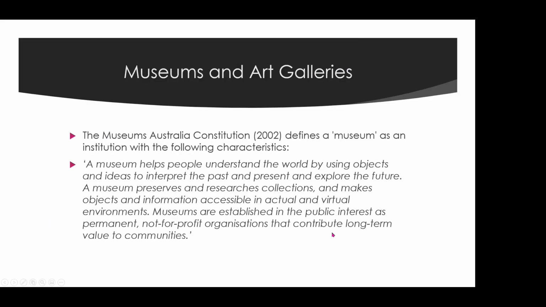So now we started with libraries, and then we talked about archives, and now we're talking about museums and art galleries. The Museums Australia Constitution defines a museum as an institution with the following characteristics. A museum helps people understand the world by using objects and ideas to interpret the past and present and explore the future. A museum preserves and researches collections and makes objects and information accessible in actual and virtual environments.